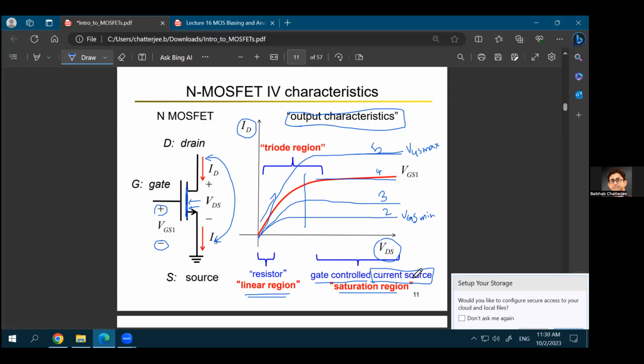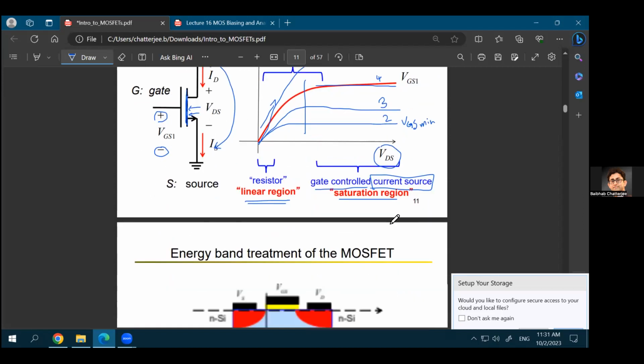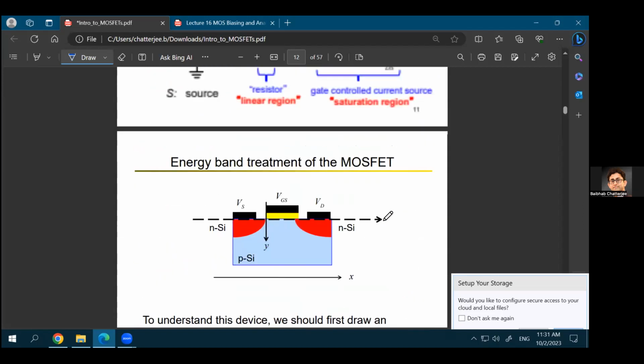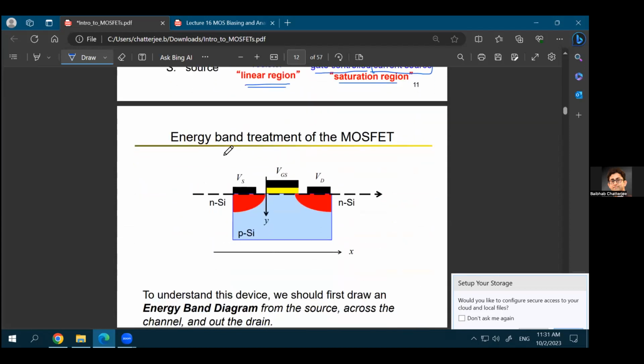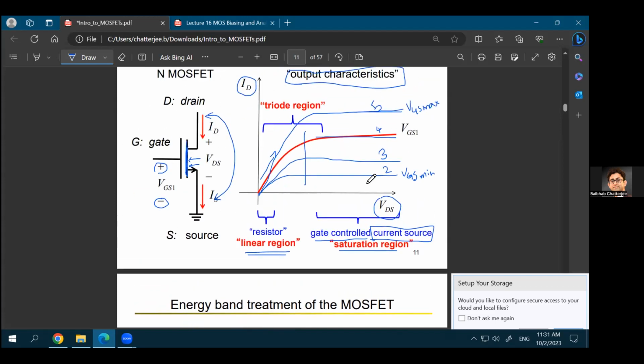So it's a gate controlled current source: by controlling the gate voltage, you can control the amount of current that will flow through the device, but it will be independent of the amount of voltage that is applied across the device from drain to source. So that's the biggest property of a MOSFET that makes it interesting and unique as compared to any other device we learned before. Now in the next lecture, we'll do an energy band treatment of the MOSFET, and we'll try to see how we come up with this kind of ID-VD characteristic.